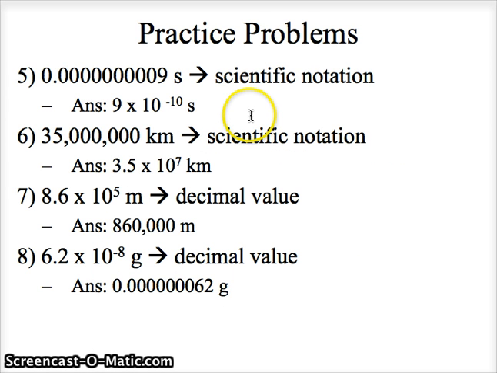So here we have 4 examples for you to work through. The answers are given to you. You have a small number, so you move the decimal point to the right, making the integer for the power negative since we're working with a small number. We're moving this decimal point a total of 10 times: 1, 2, 3, 4, 5, 6, 7, 8, 9, and 10. The base number has to be between 1 and 9.99999. So our answer is 9 times 10 to the negative 10th seconds.